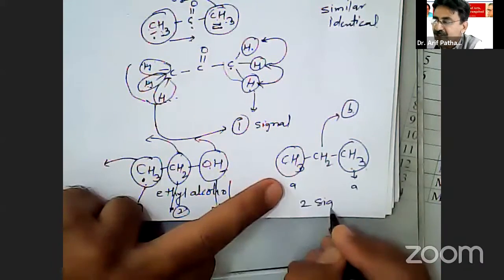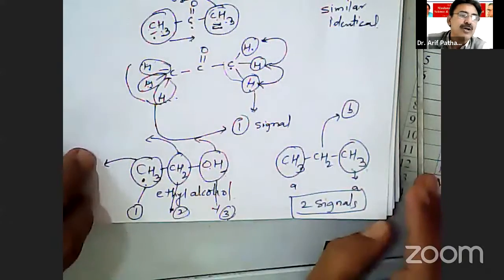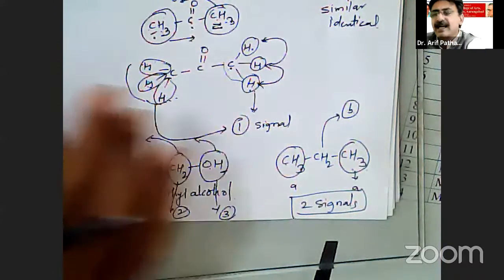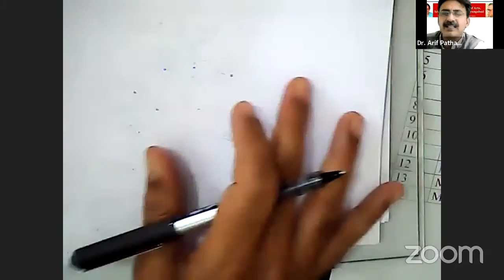2 signals. How many signals? You will get here 2 signals. ठीक है. चलिए अगले और एक एग्जांपल ले लेते हैं. 2-4 एग्जांपल लेके आगे बढ़ेंगे. फिर नेक्स्ट एग्जांपल ले लेते हैं.